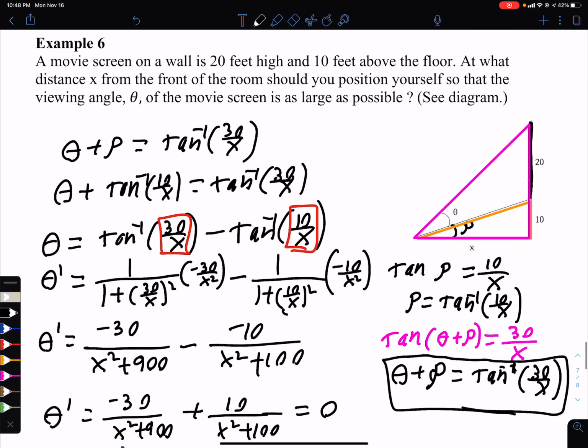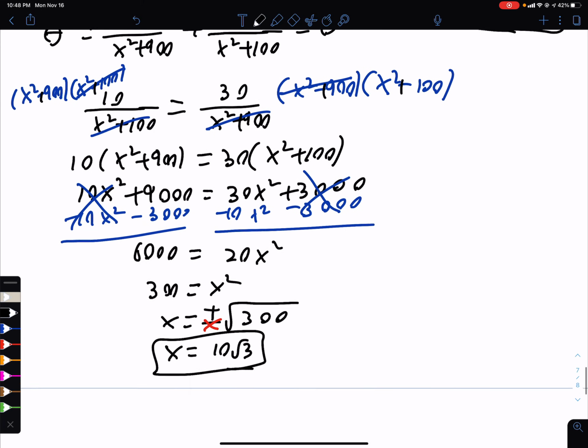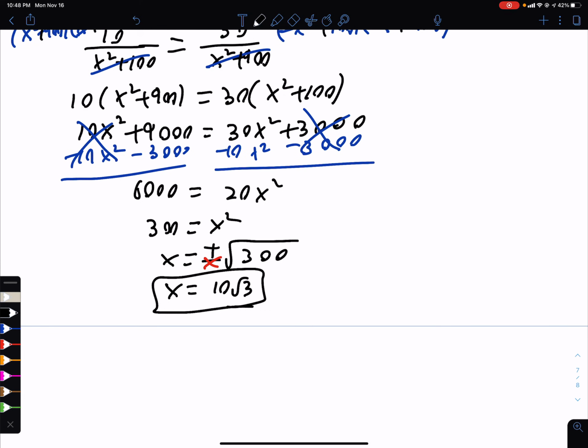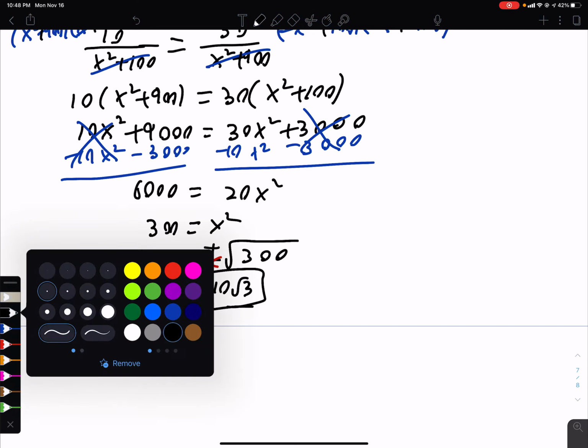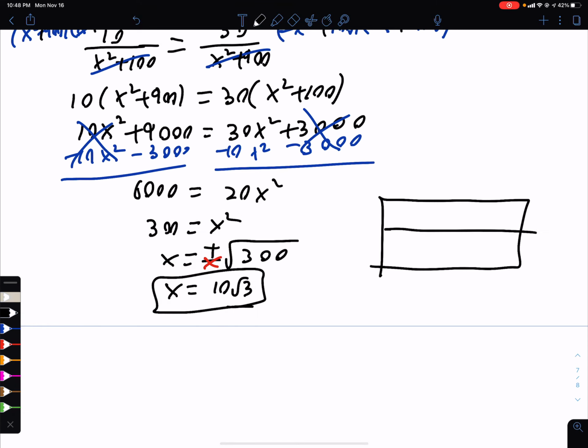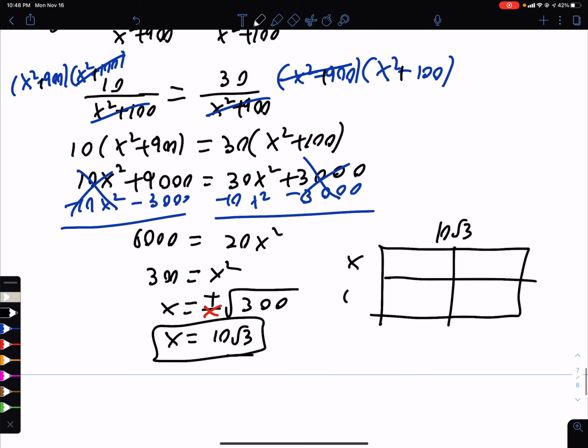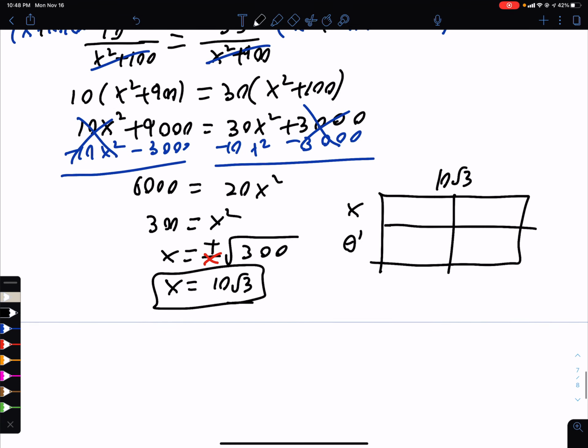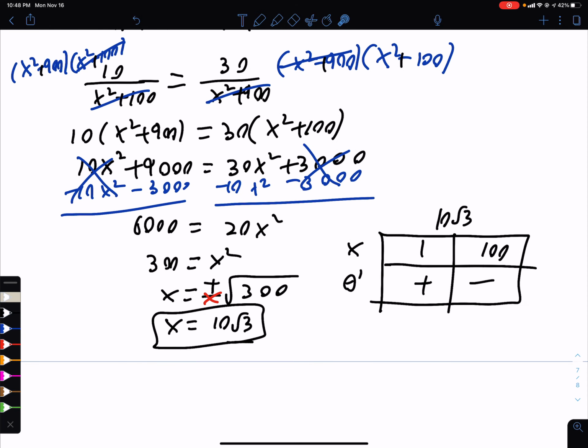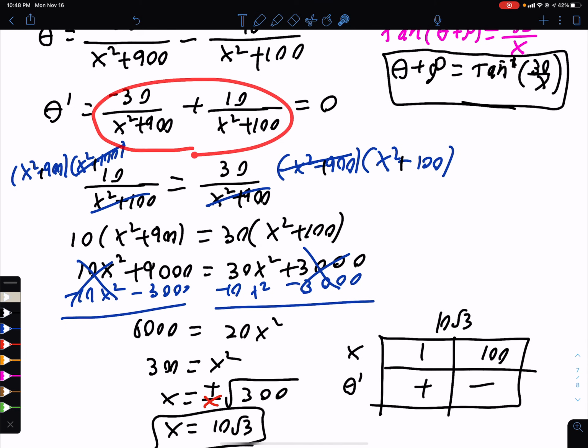I would still have to prove that that gives me a maximum. But since that is the only critical point, I'm not going to finish this. I'm going to let you do this yourself. So if I do 10 radical 3, I'll do this for you. Let's just get it over with. I want to maximize, so I have to prove that this is a relative max. If it's the only relative extrema, it's an absolute extrema. So easy numbers, 1 and 100. If you plug it into the derivative here, plug in 1, plug in 100, you'll get a plus and minus.